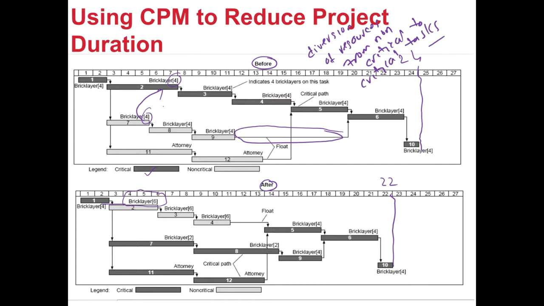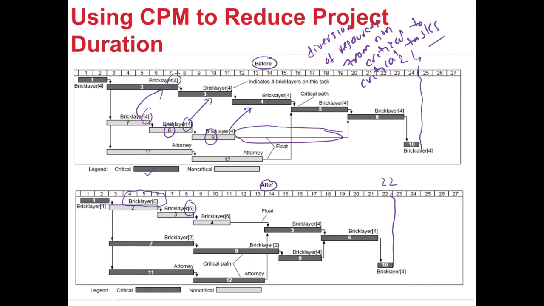So two bricklayers moved from here. Likewise for activity 8, which required 4 bricklayers, 2 bricklayers have moved here. So you can see that in the new configuration, there are 6 bricklayers working here and only 2 bricklayers now working in activity 8. Likewise, 2 bricklayers from a non-critical activity 9 have moved to activity 4.